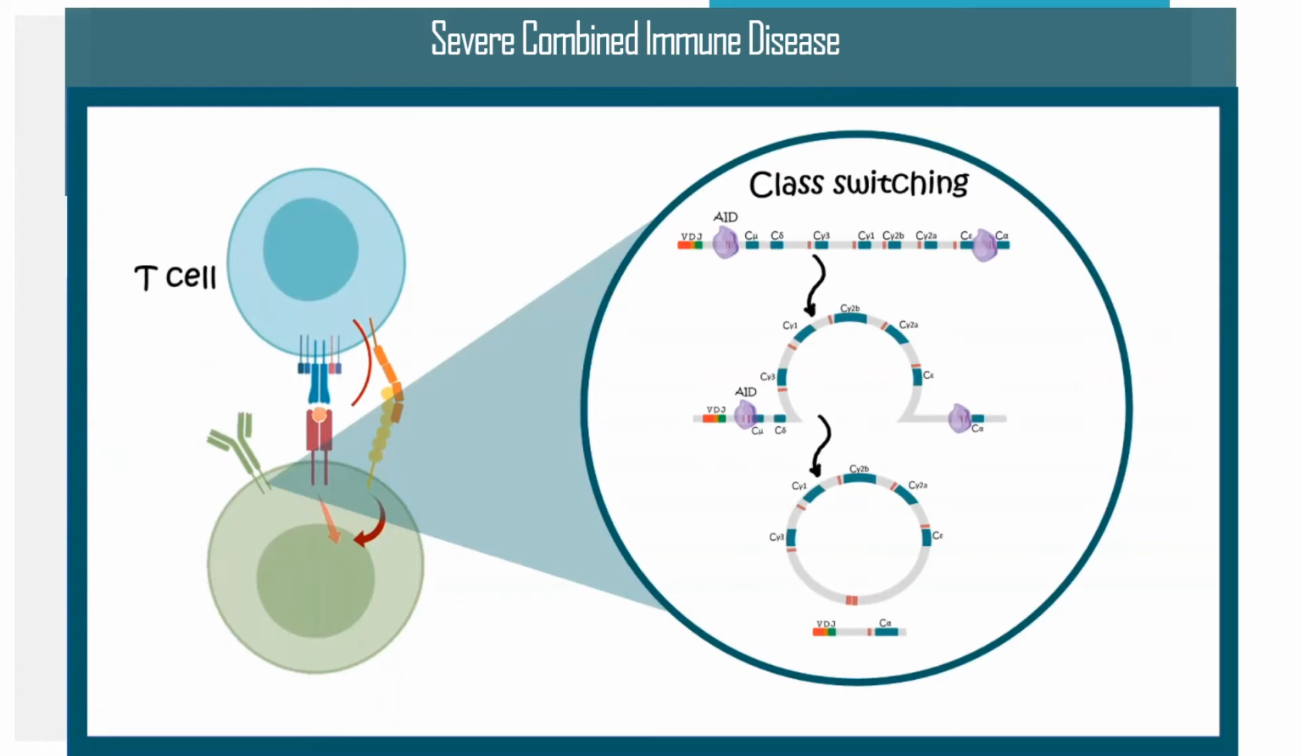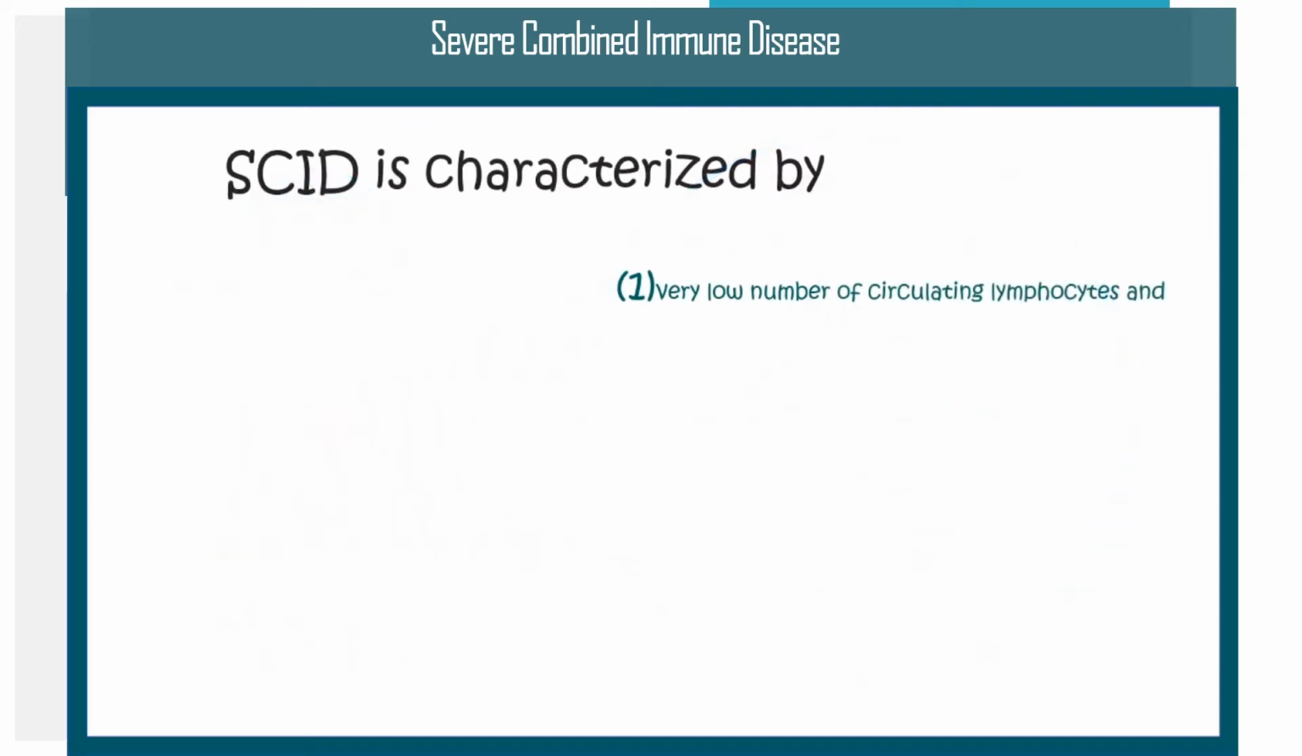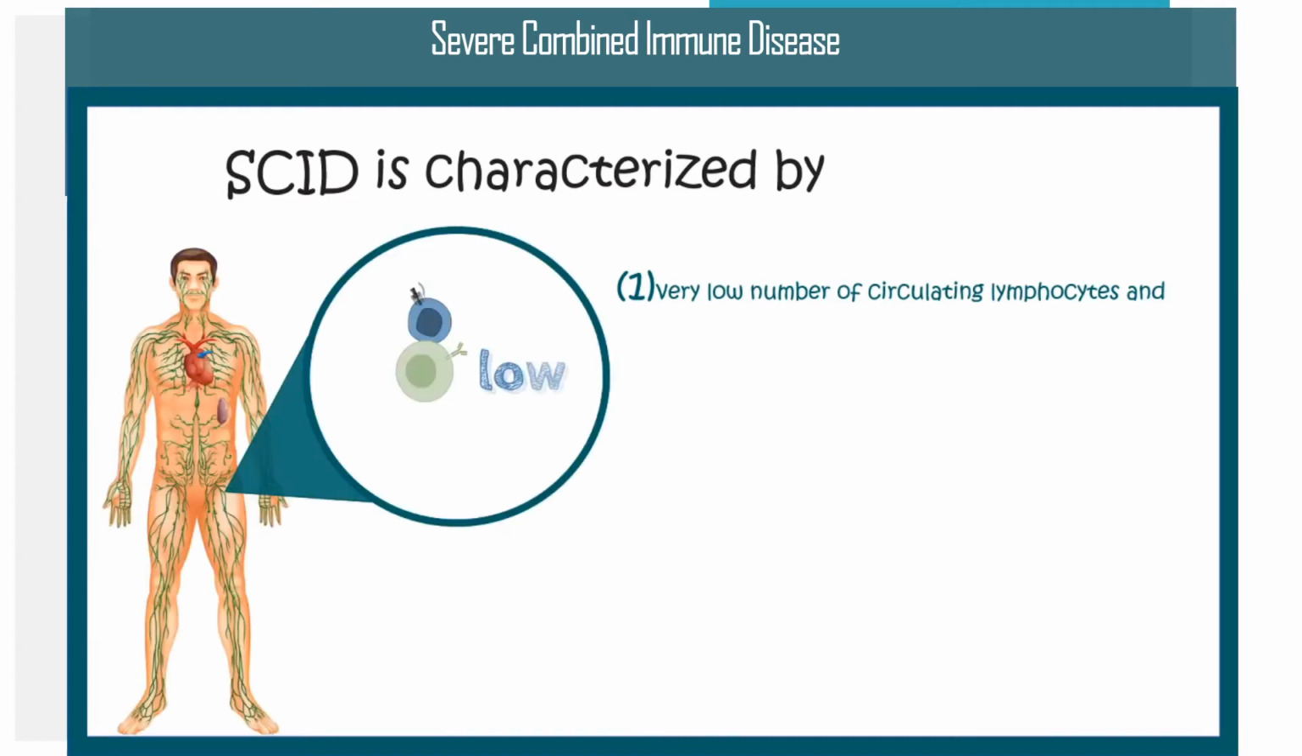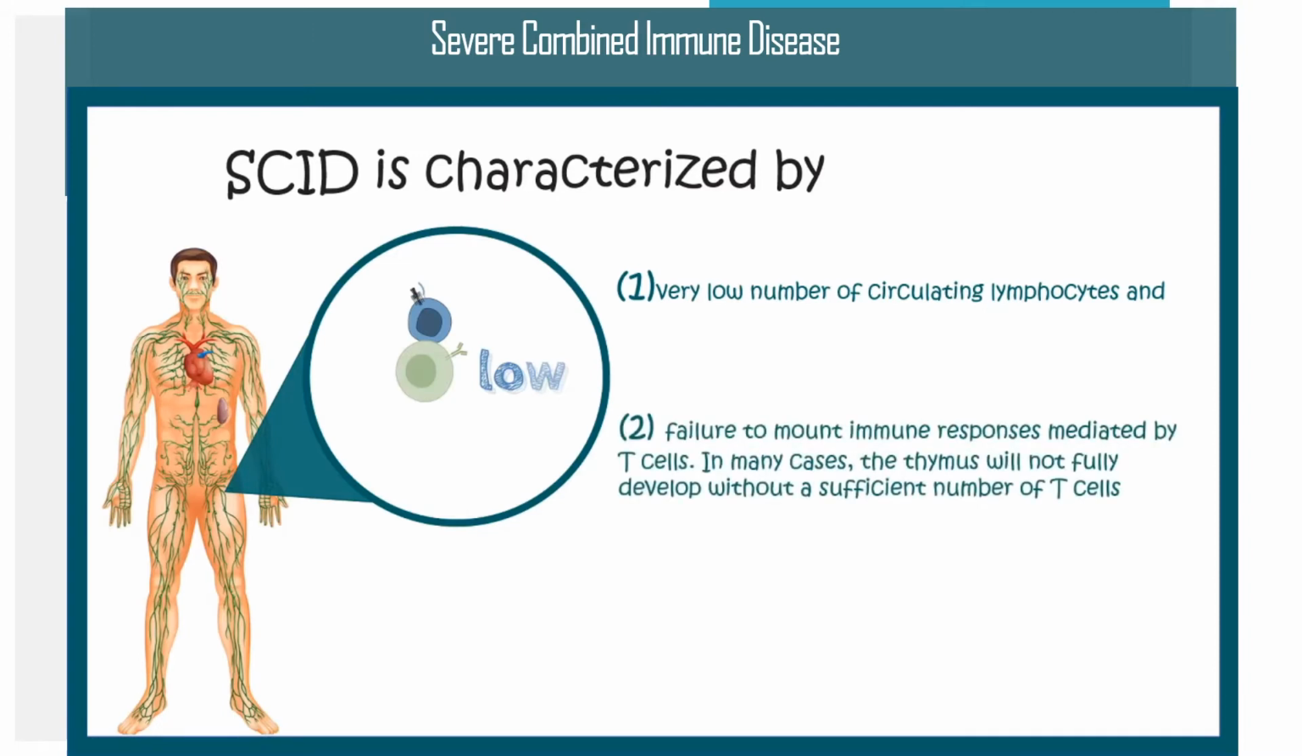So, this T cell mediated B cell activation ultimately leads to class switching, and this class switching requires an enzyme known as AID. Now it has been seen that AID is mutated, or not functional, in SCID patients. But how do we understand if SCID is happening in a patient? So, first of all, there could be a very low number of circulating lymphocytes. Secondly, there would be failure to mount immune responses mediated by T cells. In many cases, the thymus will not fully develop without a sufficient number of T cells.